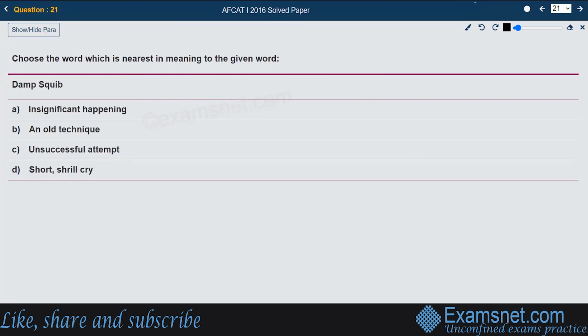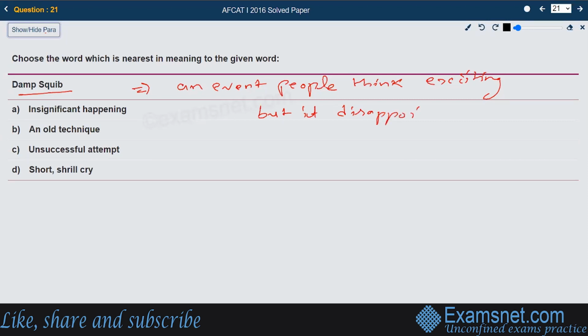Okay, so the phrase damp squib, whose meaning is required. The phrase damp squib means an event that people think is going to be exciting, but it disappoints. So that is what is termed as a damp squib.